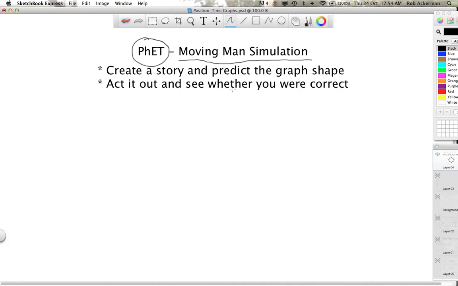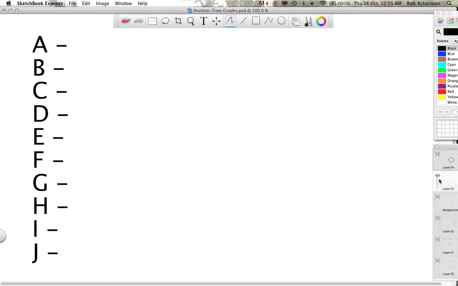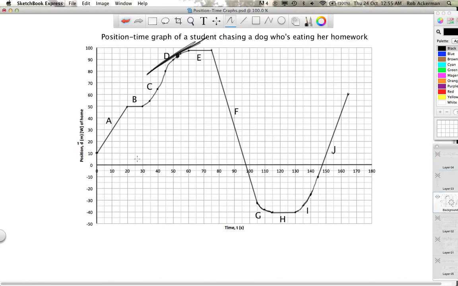Here's what I'd like you to do. When we play with the simulation, I want you to imagine a story about motion. What kind of story? The same kind of story that this graph over here was trying to tell you about a girl who's chasing her dog who's eaten her homework. She moves away from home at a constant velocity and she stops. And then she changes her velocity in this way, which I'm not going to tell you because you've got to think about that. And then she stops again. And now she moves back toward home and so on.